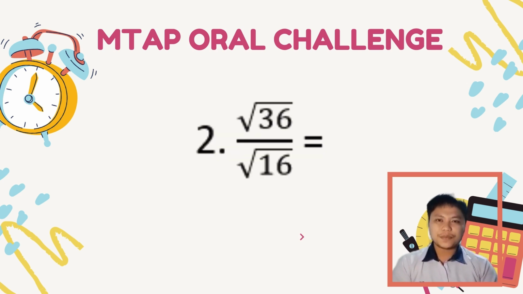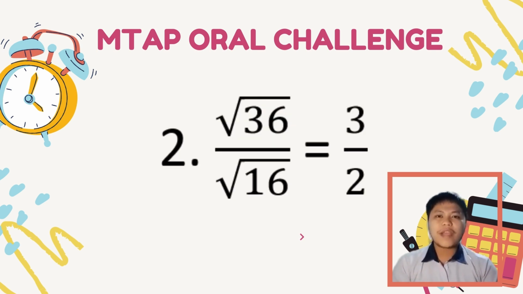Number 2. Square root of 36 divided by square root of 16. Your timer starts now. Okay, time is up. Raise your illustration boards. Okay, group 1 got the correct answer again.